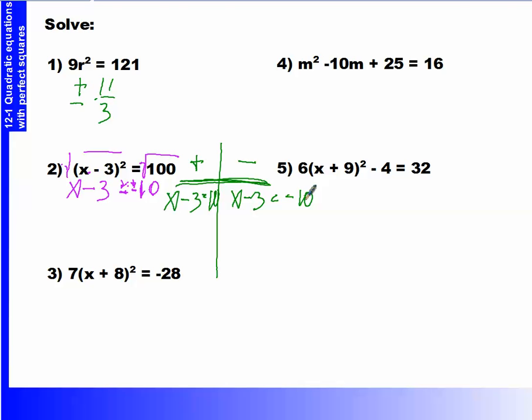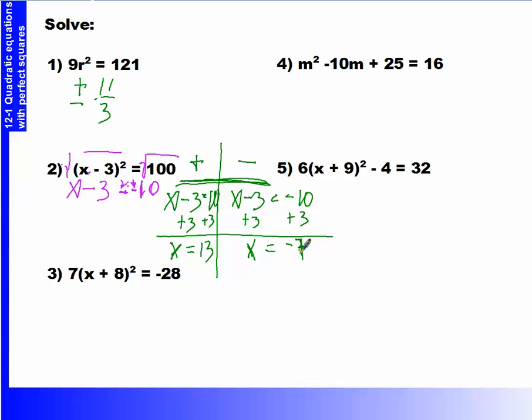So what am I going to do to all parts of this problem to get the x by itself? Add 3. So x minus 3 plus 3 is just x, which is equal to 13, because 10 plus 3 is 13. In the negative land, we have x minus 3 plus 3, which again is x, equal to, what is negative 10 plus 3? Negative 7.